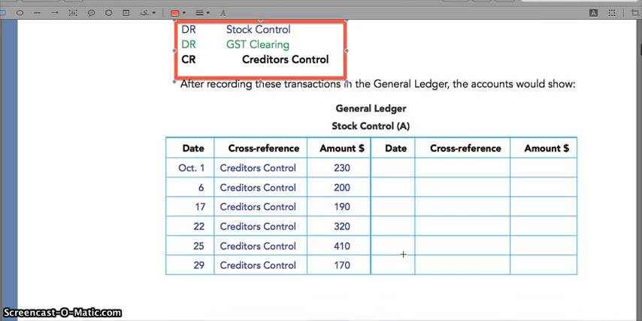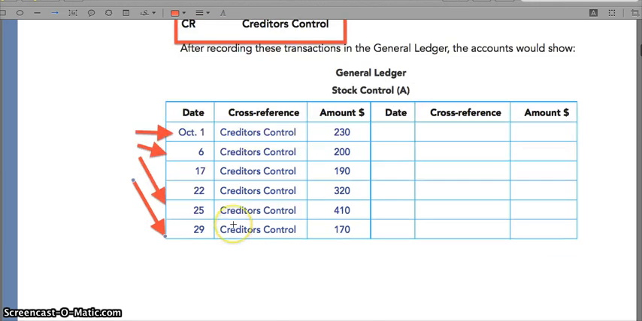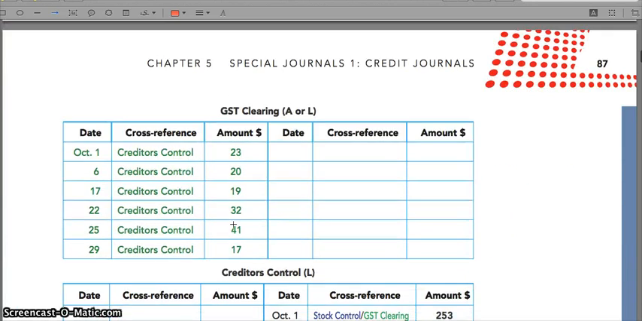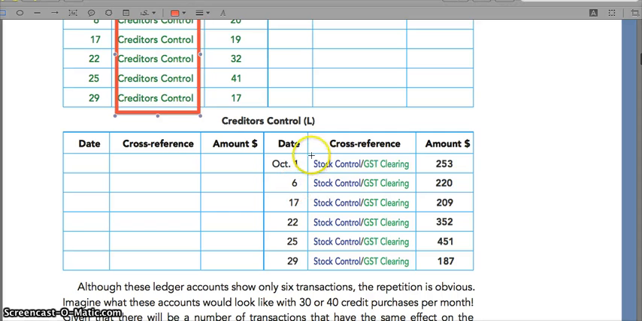So here's how it would look in the general ledger. The stock control, notice here, lots of repetition. They're all exactly the same. Then we go down here, and all these are exactly the same as well. They're exactly the same transaction, just occurring on different days. And the same deal here with the creditors control.